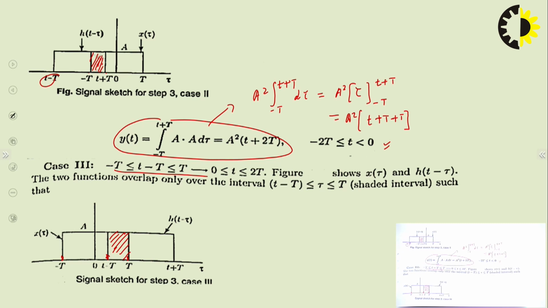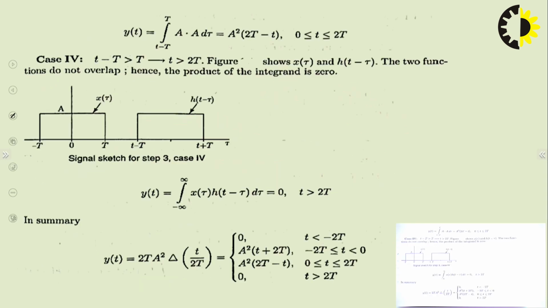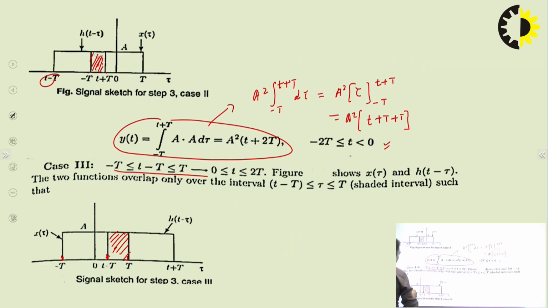So what is the limit? The limit for this region is t minus T to T. So you can see again the limit is t minus T to capital T, again a square d tau, and we will solve it. So we will get a square times (2T minus t). We will get this output when t minus T is lying between minus T and T.